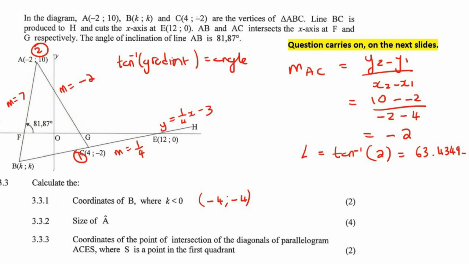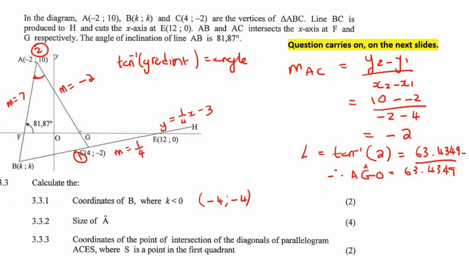Now, if you look carefully, that's relative to a horizontal line, right? So that could either be this angle or it could be this angle. But now, if you look at 63.43, it's definitely the smaller angle, so it's this one over here. Okay, so then we can say, therefore, this angle is 63.4349.